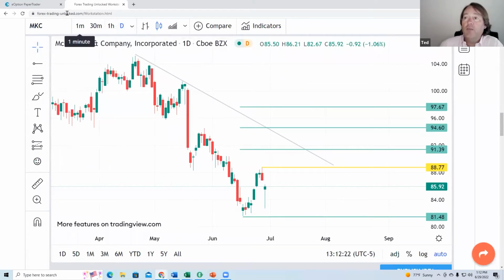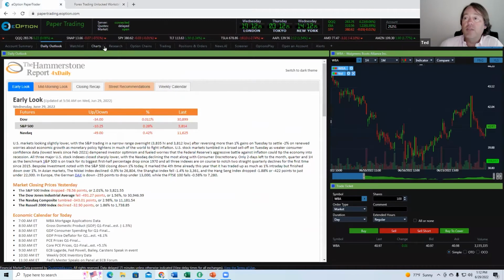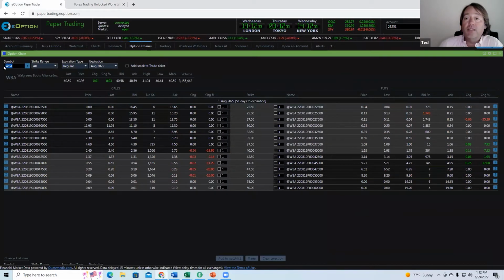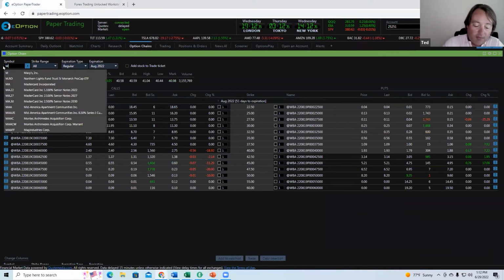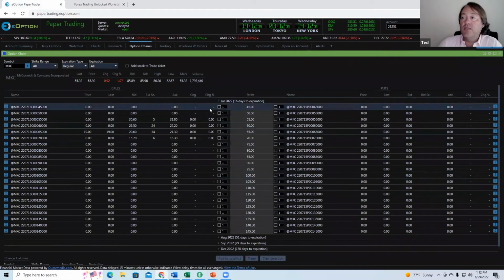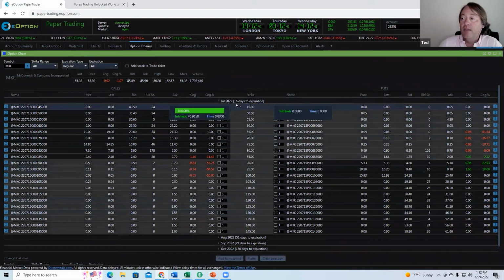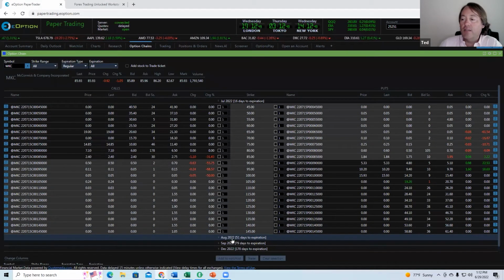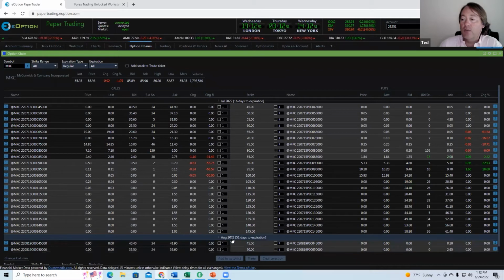We're going to go back to our option chains here. So where we go, we've got the watch list. We have option chains. Here we put in where the stock symbol is. We put in MKC, and now we can see the different expirations. So we have July, which is 16 days away. 16 days is not in our 25 to 45 day time frame, is it? No. So we go down to August here of 2022.